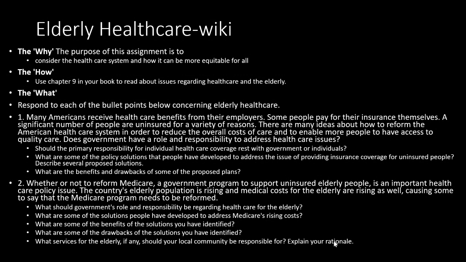Again, what should the government's role and responsibility be regarding healthcare for the elderly? What are some of the solutions people have developed to address Medicare's rising costs? What are some of the benefits to the solutions you have identified, and also identify the drawbacks? And then what services for the elderly, if any, should your local community be responsible for, and explain your rationale.